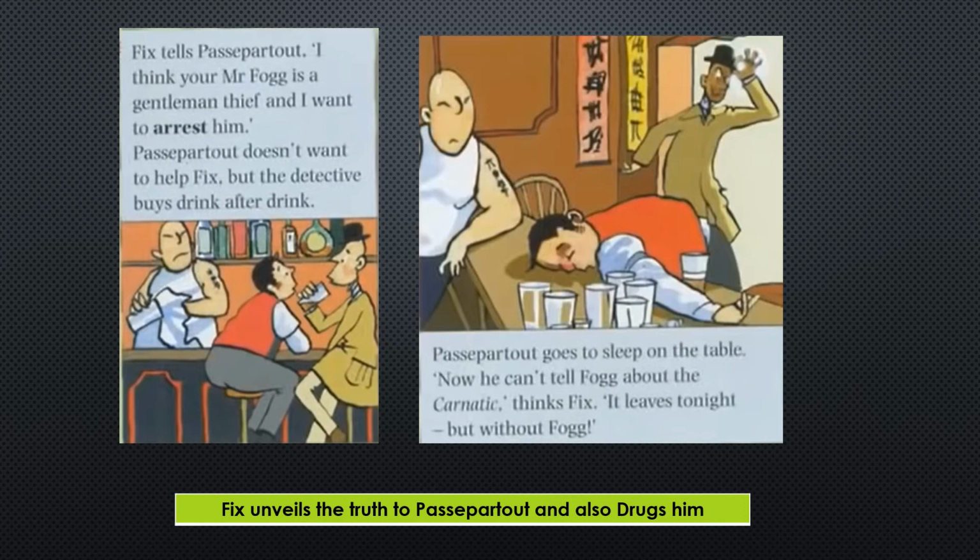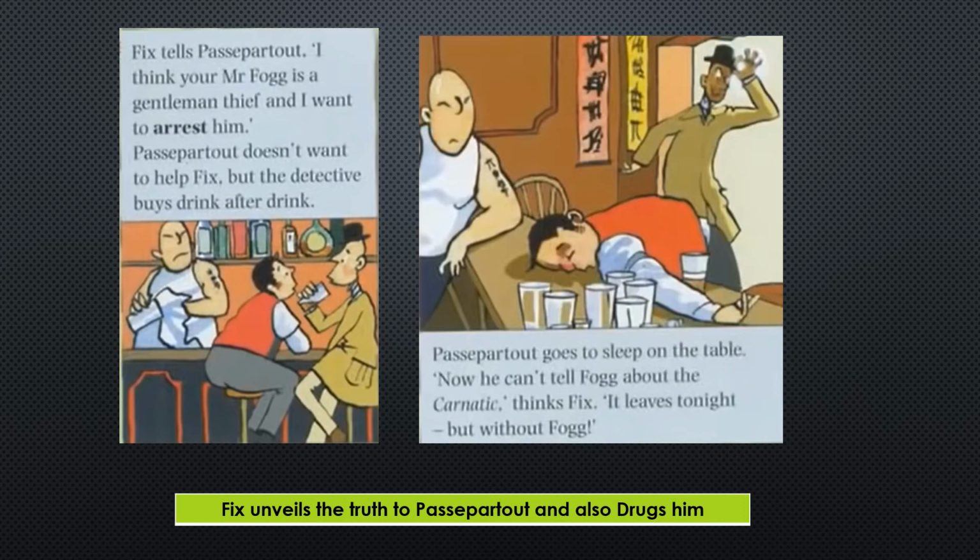Passepartout doesn't want to help Fix, but the detective buys drink after drink. So here, Passepartout is drugged with a lot of drink, and Fix unveils the truth to Passepartout, saying that his master is a gentleman thief and that is why Detective Fix is here to arrest him. Passepartout goes to sleep on the table.